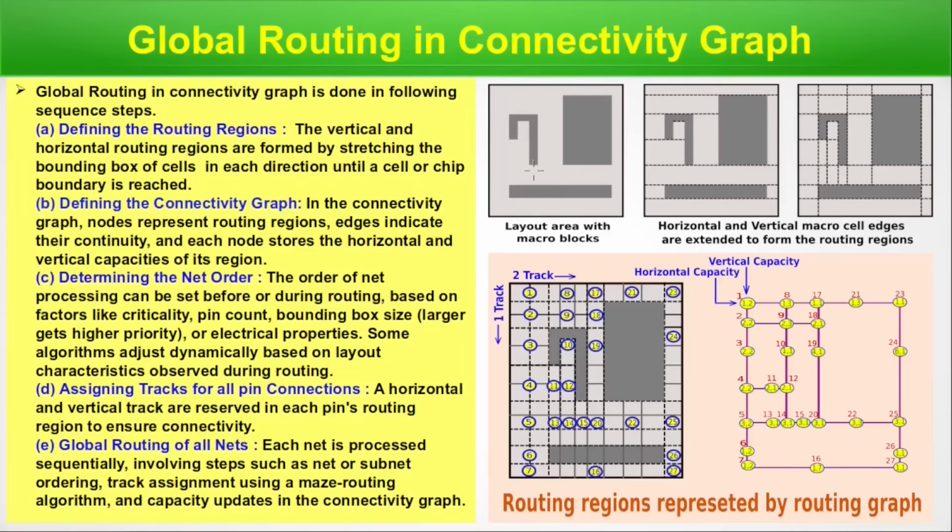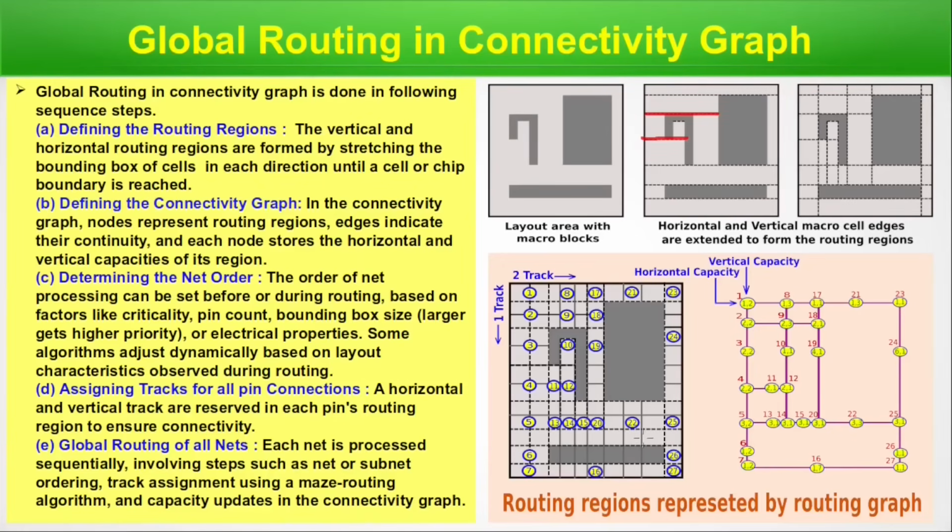So if these are the regions of a cell, in the next diagram we can see that it's stretched like that. From here it's stretched like this. From here it's stretched this way. Defining the connectivity graph. In a connectivity graph, nodes represent routing regions, edges indicate their continuity, and each node stores the horizontal and vertical capacities of its region. So in this way, horizontal and vertical macro cell edges are extended to form the routing region. So the routing region is defined.